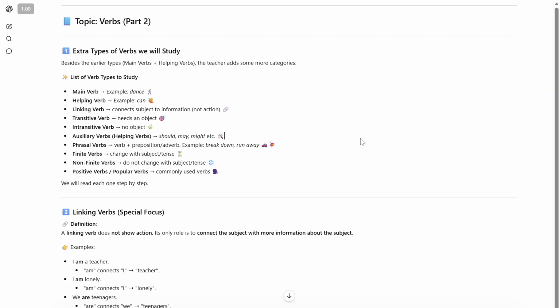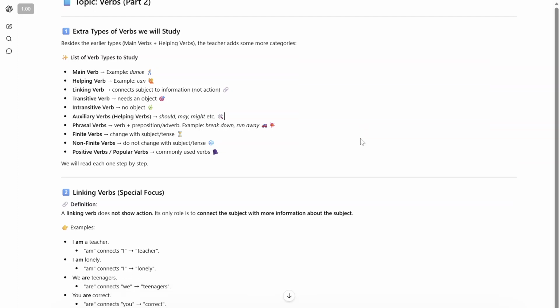Phrasal verbs: verb plus preposition or adverb. Examples: break down, run away. Finite verbs change with subject and tense. Non-finite verbs do not change with subject or tense. Popular verbs, commonly used verbs. We will read each one step by step.